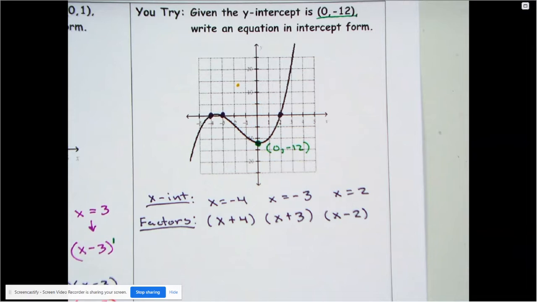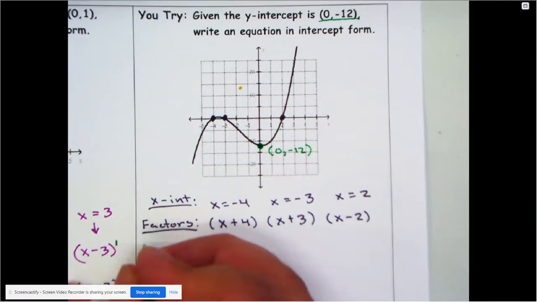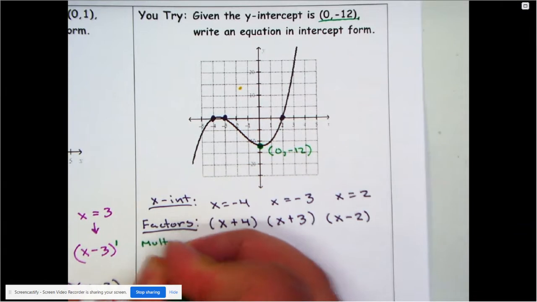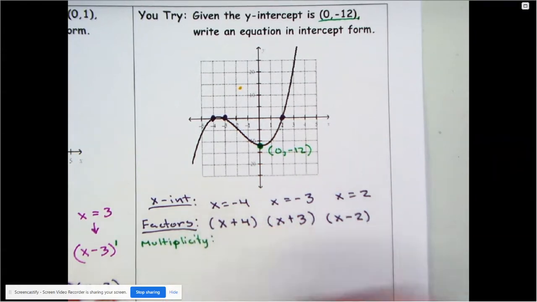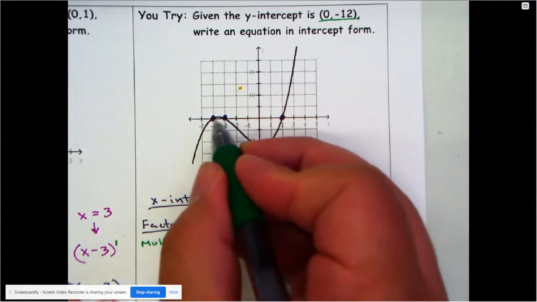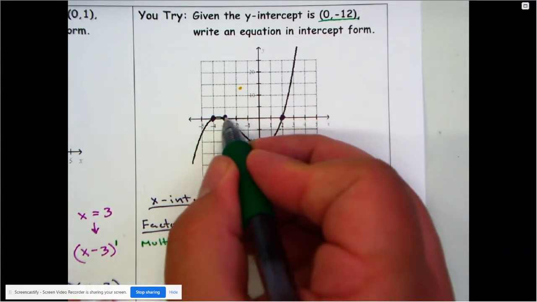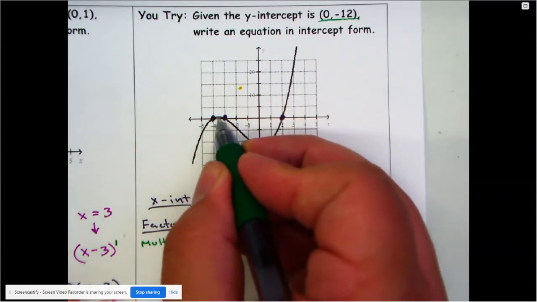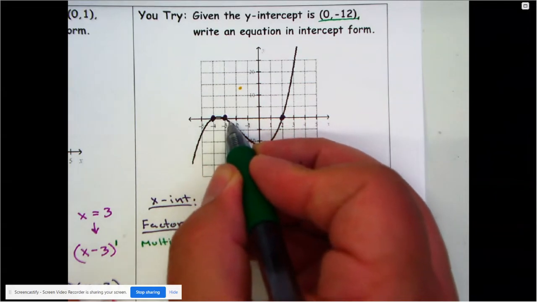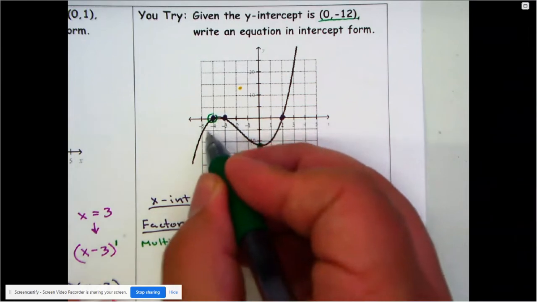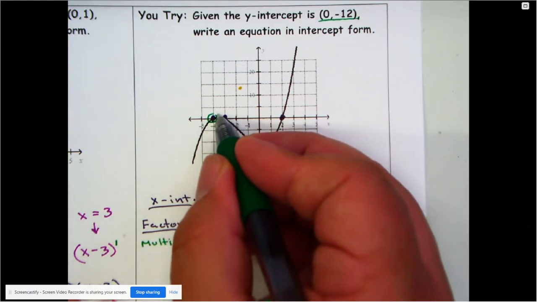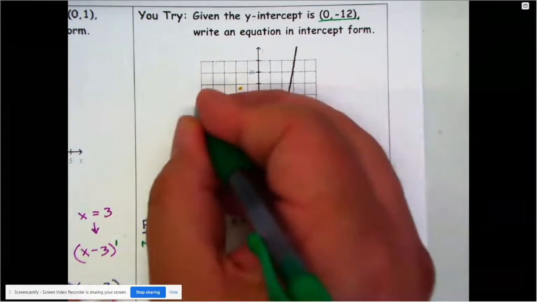Now it's all about, like last time, multiplicity. Even though we don't really write much in a line here, when I'm thinking about multiplicity, we're talking about behavior. Look, I know it looks like it's bouncing back. It doesn't. Look at that. It goes just over the x-axis and then comes back down. If I were to zoom in right there, that's not a bounce back. It does go over the x-axis. So that's a power of 1.